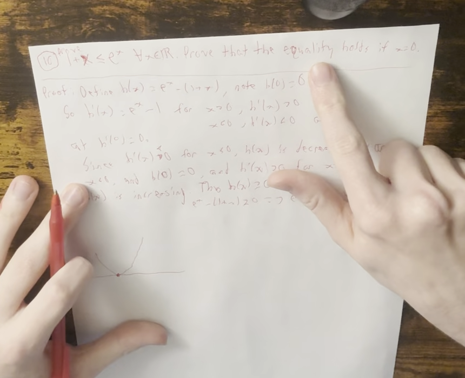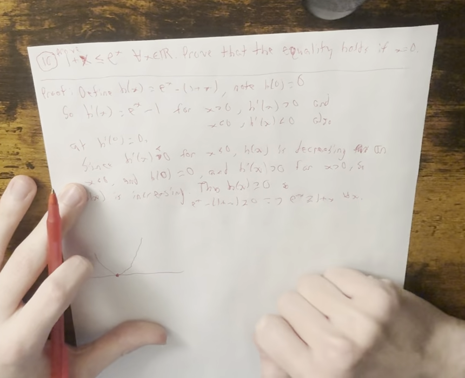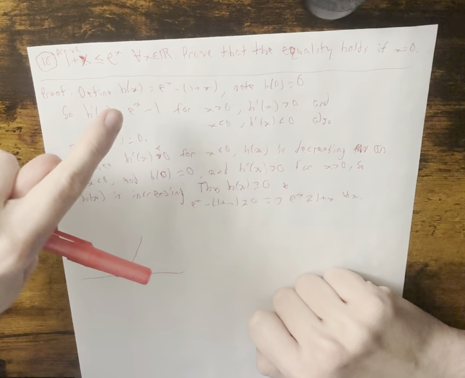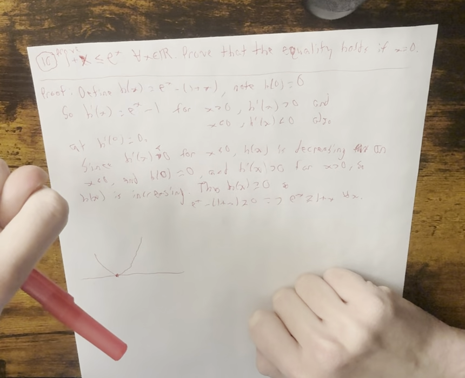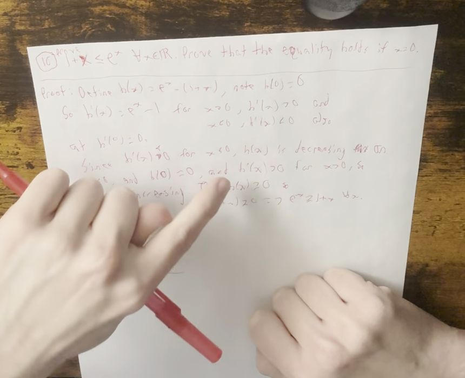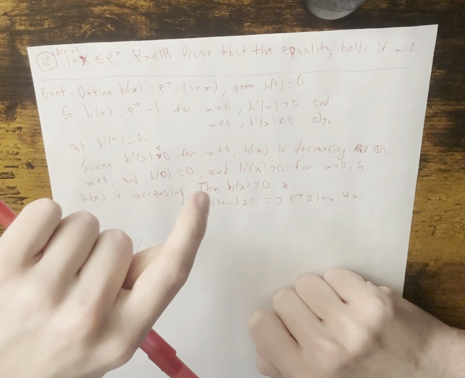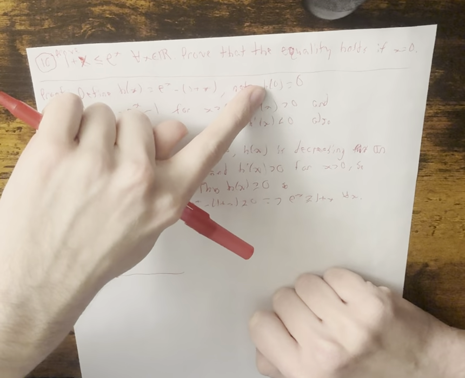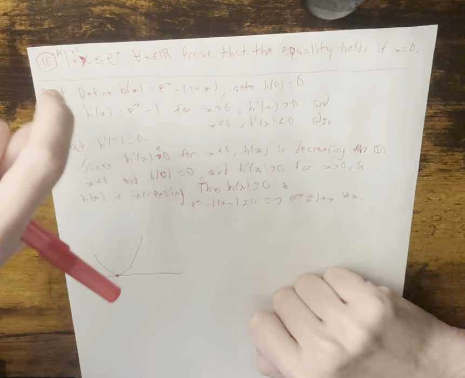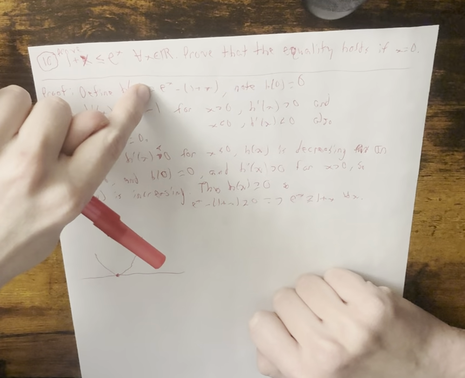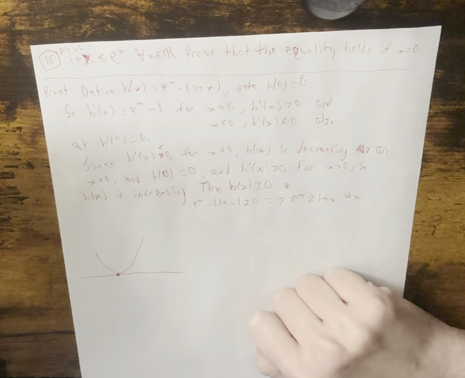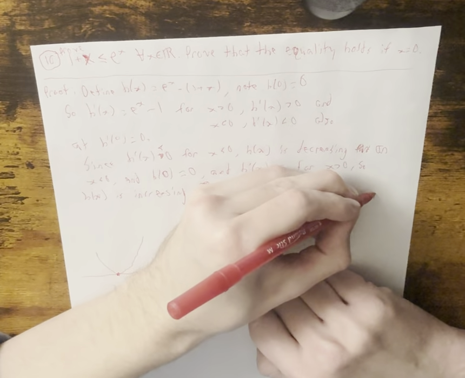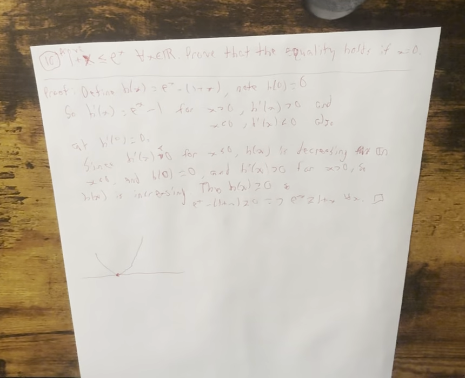And we kind of implicitly already showed equality holds at x equals 0, because we see that if we plug in, h of 0 was 0, and so we just set this equal to 0, and then we solve, and then we see that 1 plus x is equal to e to the x. And so we have both conditions kind of implicitly proved in the proof, and we are finished. That's all.